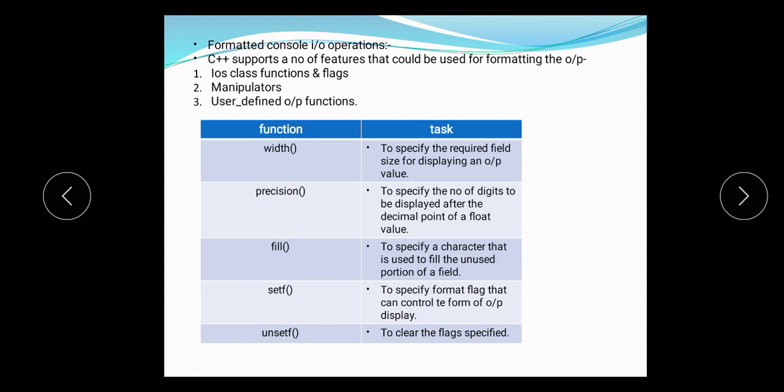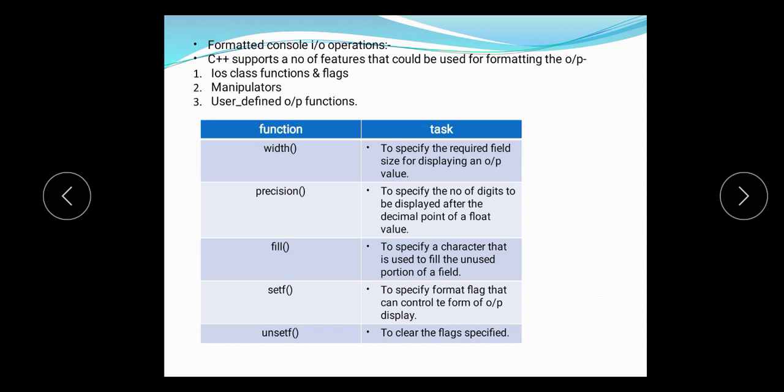The first function is the width function, and the task of the width function is to specify the required field size for displaying an output value, whereas the second function is the precision function, whose task is to specify the number of digits to be displayed after the decimal point of a float value. That means after a float value, how many digits you want to display should be given with the help of the precision function.